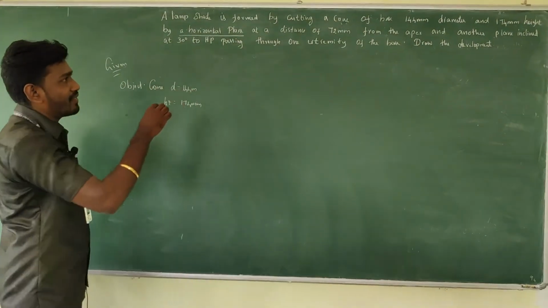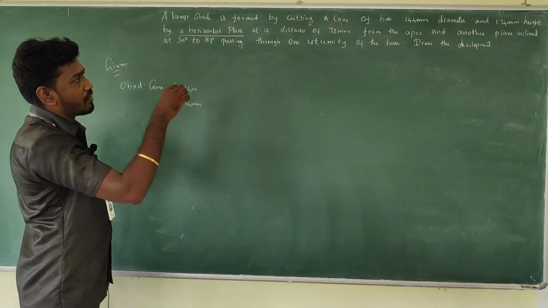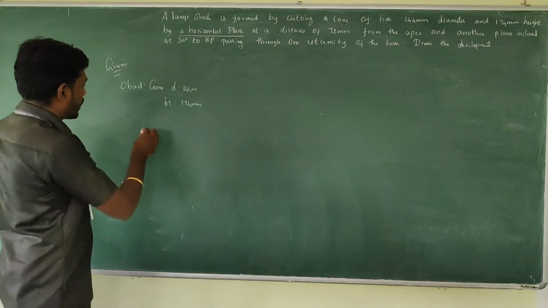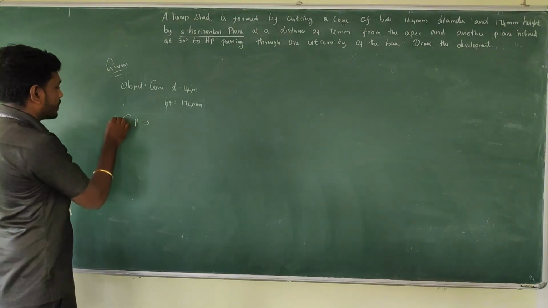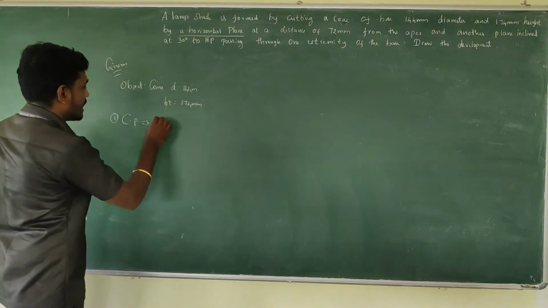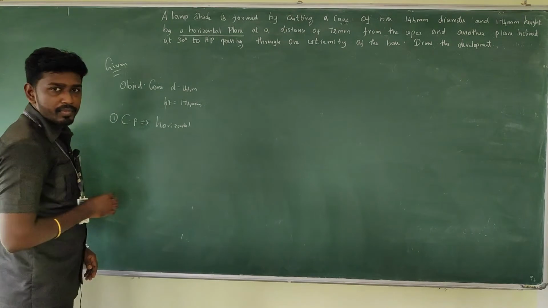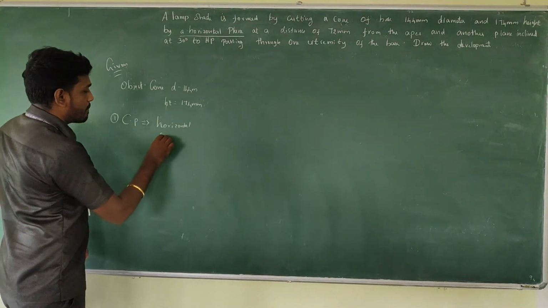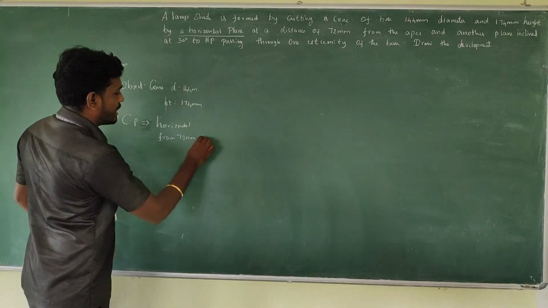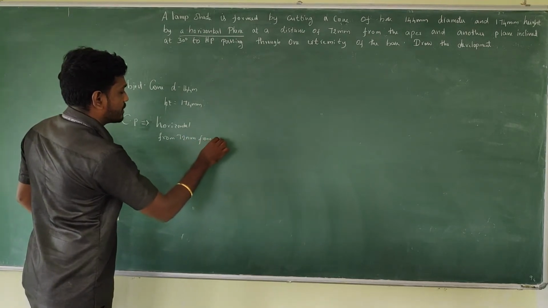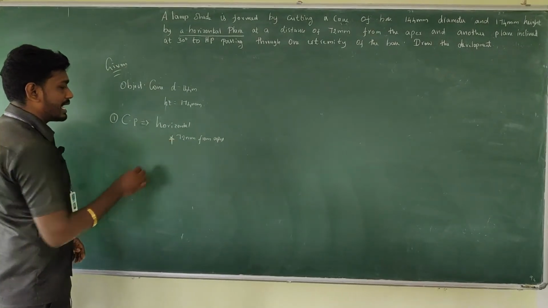It is measured from the apex, 72 mm from the apex. Two cutting planes are there. One cutting plane is horizontal, and it is 72 mm from the apex.